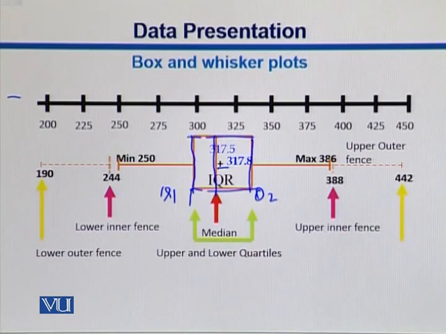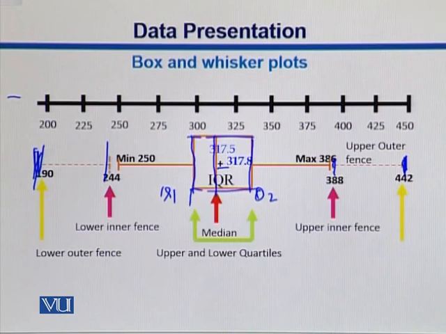We draw those fences, those numbers. So this one was our lower outer fence, 190 right here. We have the lower inner fence which was 244, and then we draw the upper inner fence, so that was 388, and then we draw the upper outer fence. So once we draw those fences, now the question comes how to draw these whiskers.